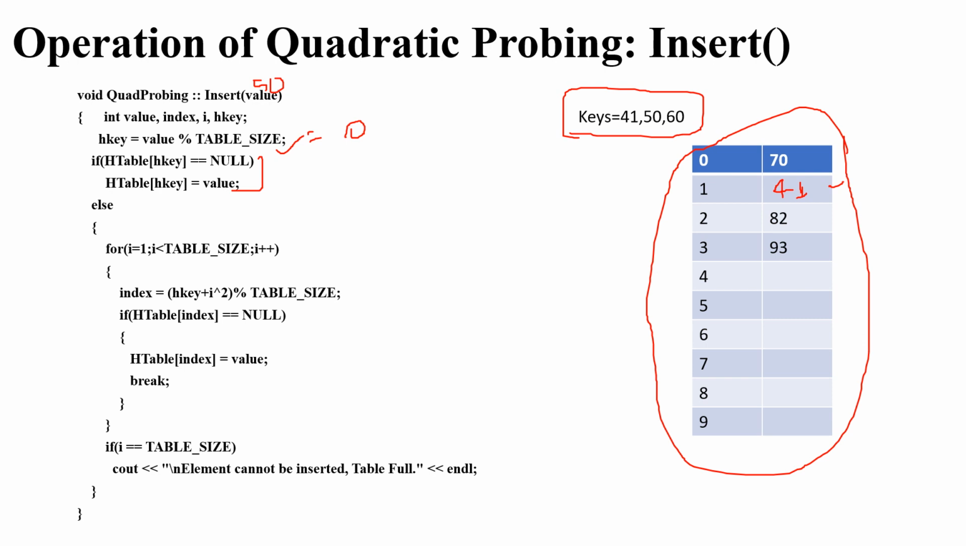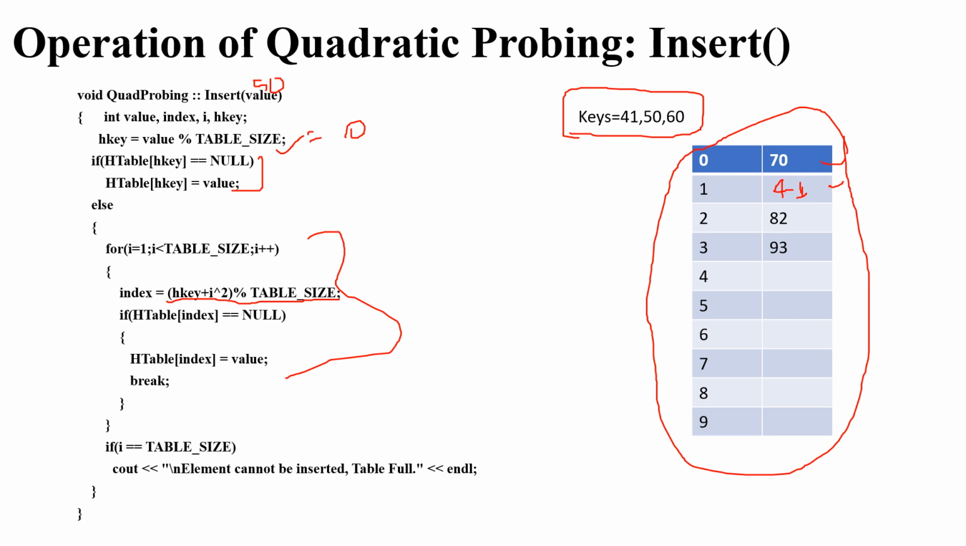Then check whether hash table of 0th index equals null. Is the 0th index null? No, it is not null. The condition fails, so come to the else part. Then check that i equals 1, and 1 is less than table size 10. Yes, the condition is true. Then calculate the index using quadratic probing, because a collision occurred: the 0th index is filled.